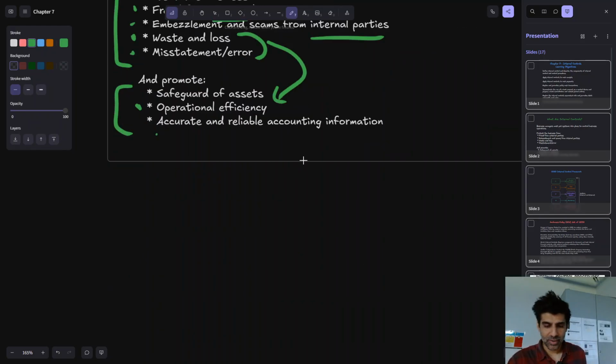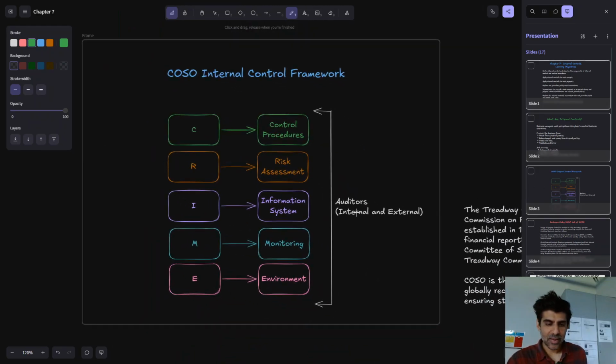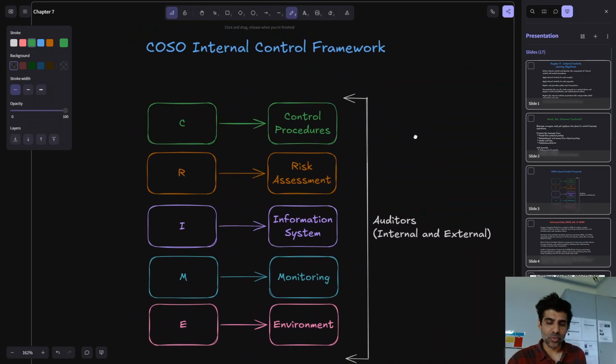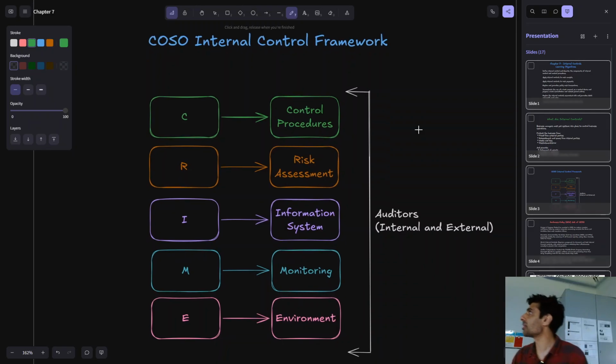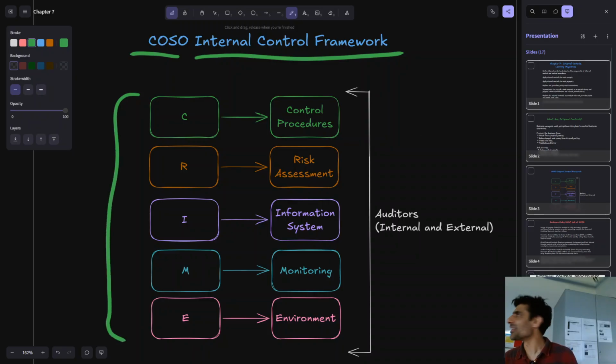Okay, so I think it's kind of straightforward, common sense. There is kind of a framework that is commonly used by businesses, like large businesses, called the COSO internal control framework. Okay, so let's just talk about what the different elements are. And it spells CRIME. So it's kind of easy to remember. So the C stands for control procedures.